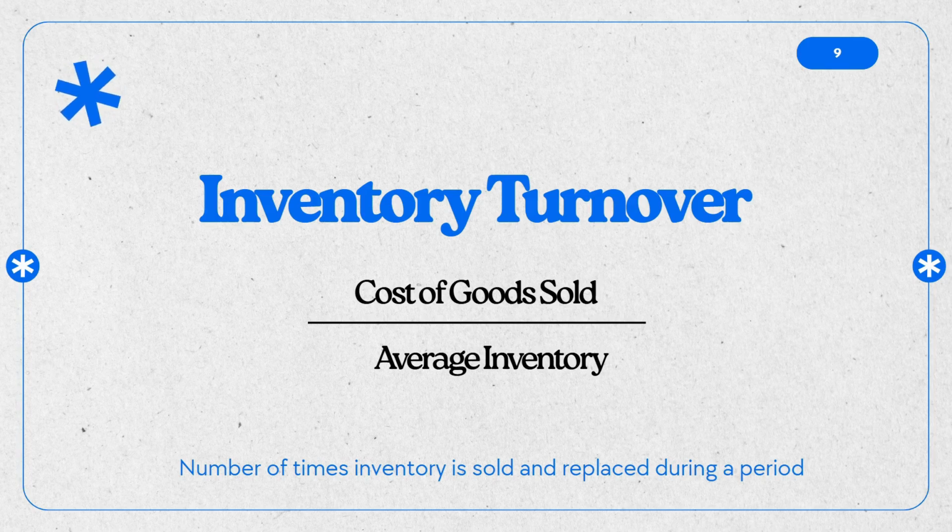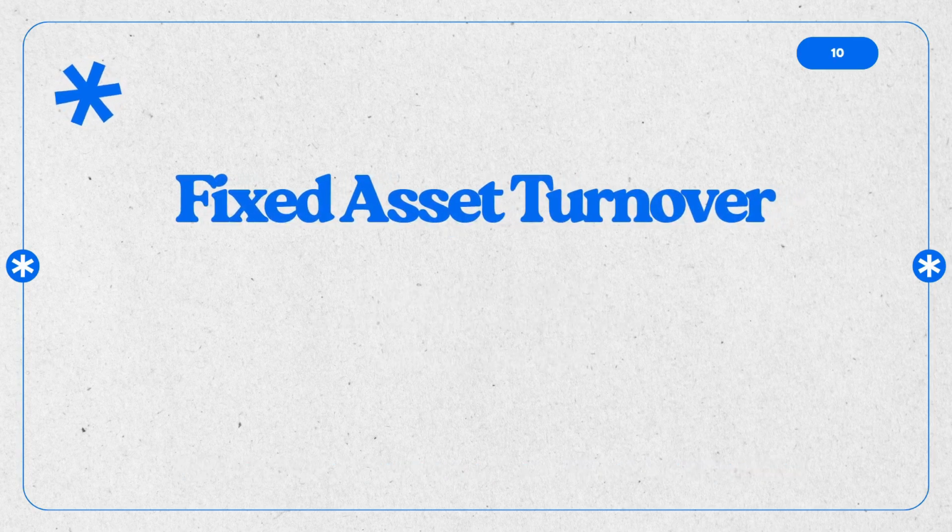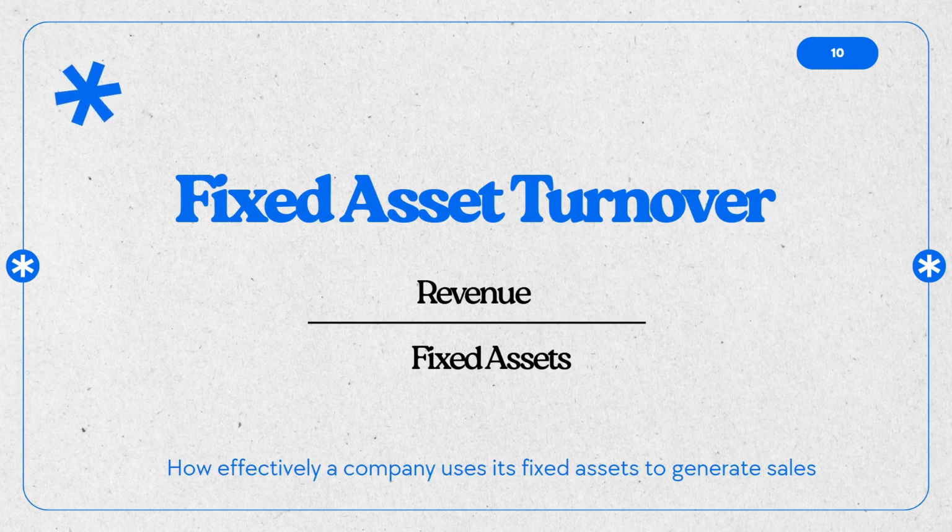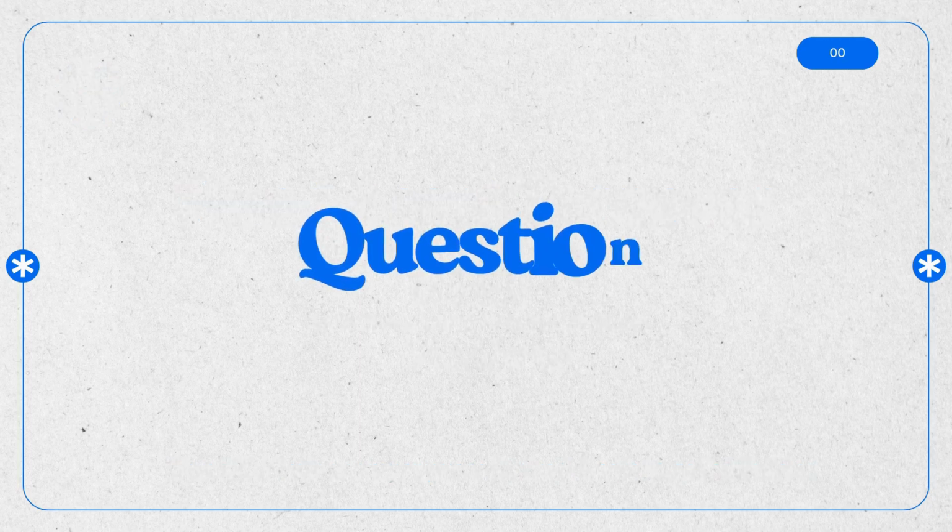Inventory turnover. Cost of goods sold divided by average inventory, showing the number of times inventory is sold and replaced during a period. Fixed asset turnover. Revenue divided by fixed assets, how effectively a company uses its fixed assets to generate sales. Coming up, questions, because we have completed 10 financial metrics in accounting.